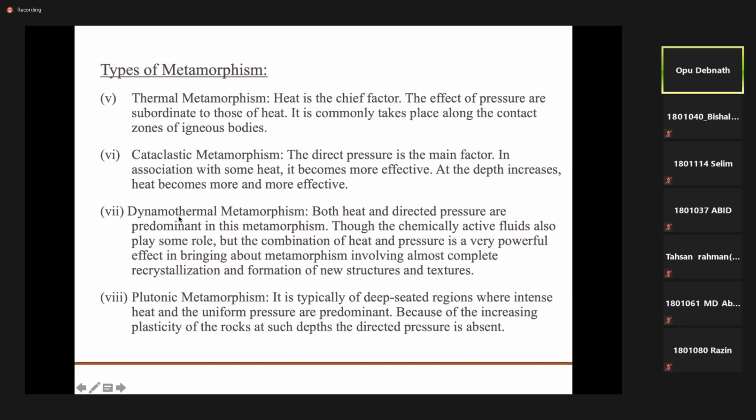The next one is the dynamothermal metamorphism. In this stage, both heat and direct pressure are predominant and act together for the metamorphism. And also the chemically active fluid plays some role in the combined effect.